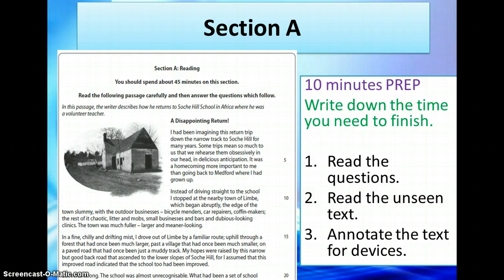So you turn the page, you read the questions, then you come back and you read the unseen text, but you don't just read it, you highlight, you annotate, you look for the devices that have been used. For example, on this one, in a fine, chilly, and drifting mist, bam, there's a triad there, so you just highlight that. And then you could talk about how the author has used triads to engage the reader. More on that in a minute.